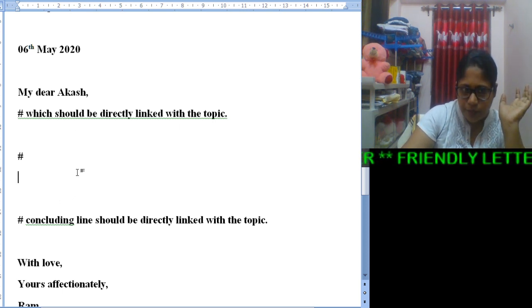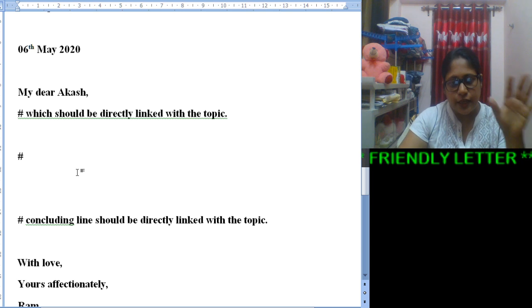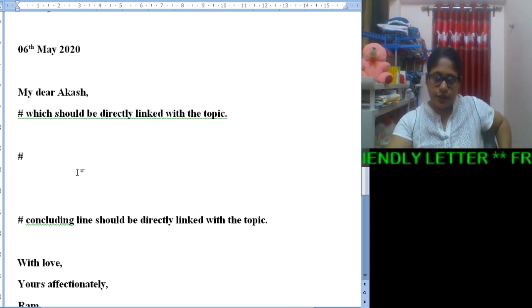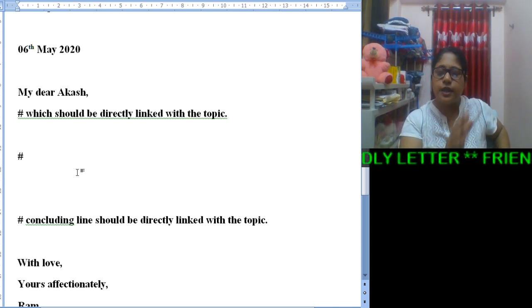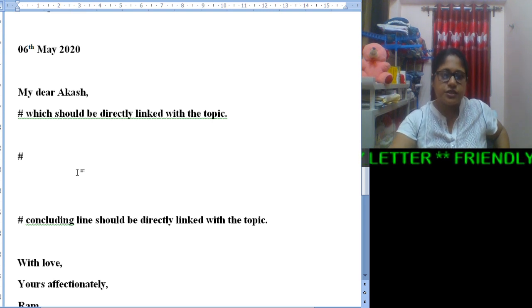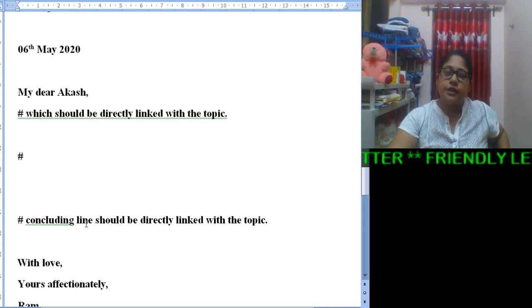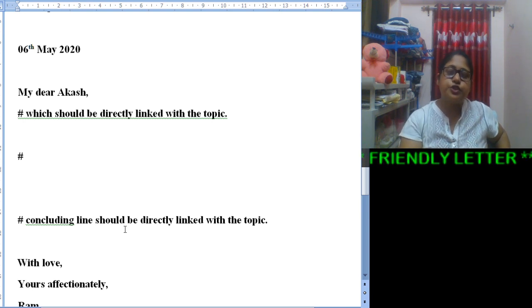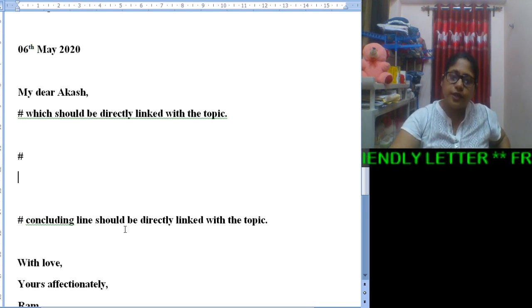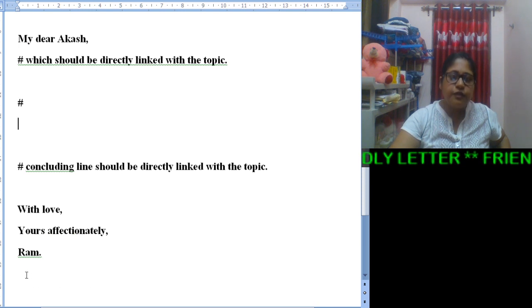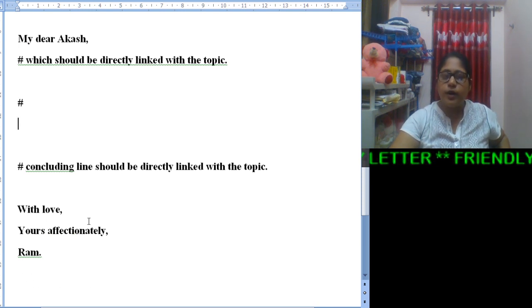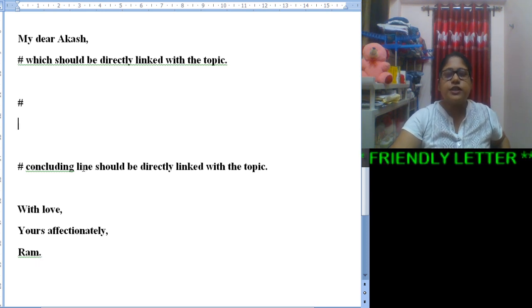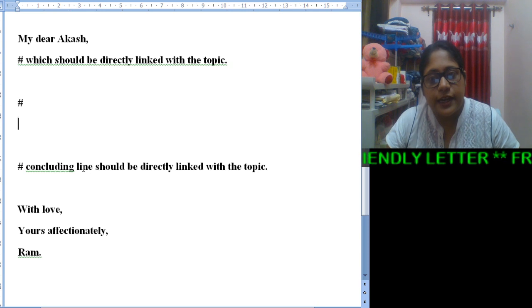Then comes the body part where you will be explaining, serving the question. Whatever is being asked, you will provide all the information. Then the conclusion. In the concluding line, again, it should be directly linked with the topic. Then comes the subscription part where you will write "With love," comma, "Yours affectionately," comma, then your name, only the name, and after the name a full stop. So this is the format of a friendly letter.